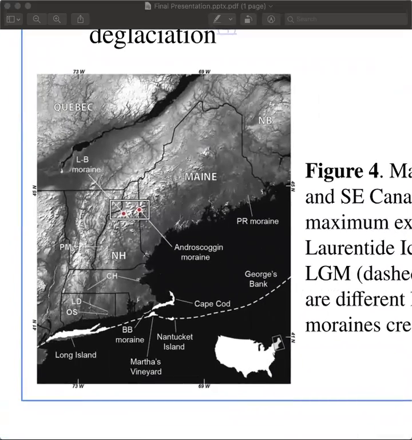Figure 4 is a map of New England and southeast Canada showing the maximum extent of the Laurentide ice sheet during the last glacial maximum, which is depicted by the dashed line down here. Also shown are different locations of various moraines created by the Laurentide ice sheet. Additionally, the glacier receded, leaving behind deposits of sand, rock, and soil that gradually formed, creating Long Island and Cape Cod.